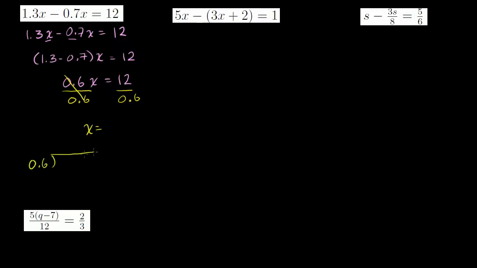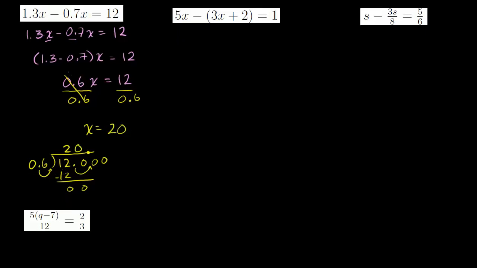0.6 goes into 12. Let's add some decimal points here. That's the same thing as 6 going into 120. 6 goes into 12 two times. 2 times 6 is 12. Subtract, you get a 0. 6 goes into 0 0 times. This is going to go 20 times. 12 divided by 0.6 is 20.